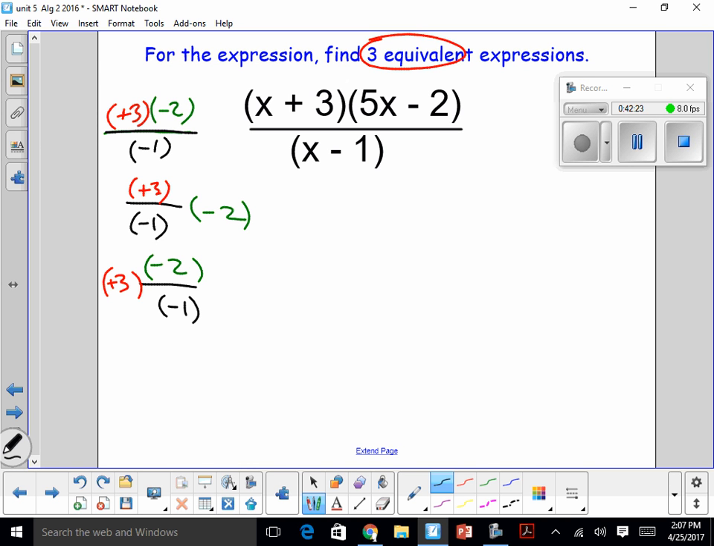Technically, I should have put the 3 behind. Why should we put 3 behind? Because here it looks like a mixed number, like 3 and 2 over 1. It doesn't look like a multiplication problem. It is a multiplication problem. In math, we don't want to confuse people, so normally we'd put the 3 behind.